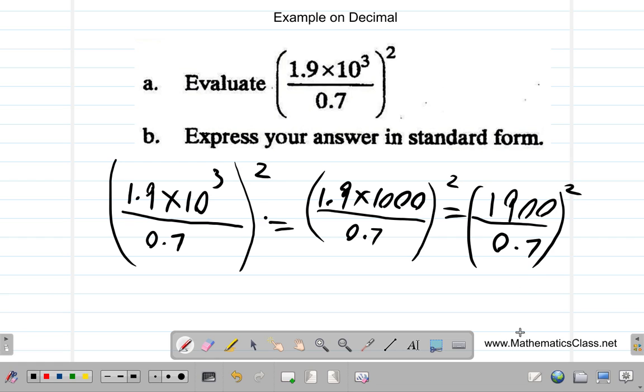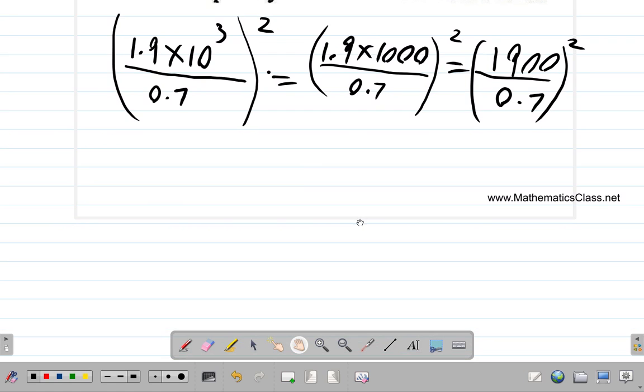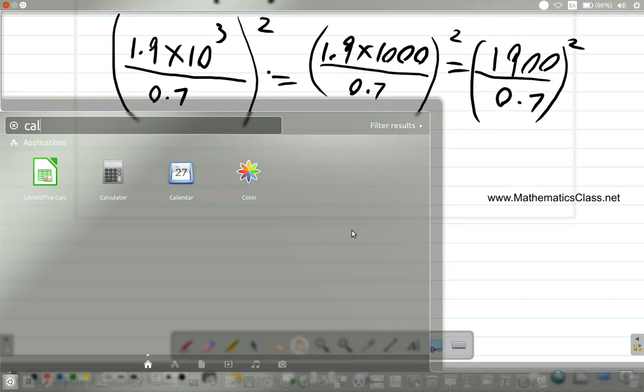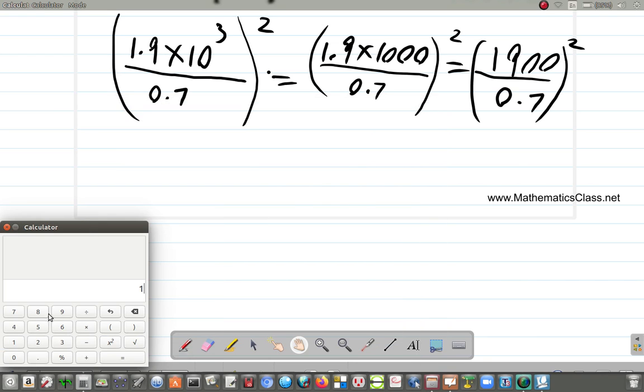Alright, we don't really have a clean way of working out 1,900 divided by 0.7, so let's use our calculator and see what that gives us. 1,900 divided by 0.7 equals. Now, let us write it to 5 decimal places first of all.